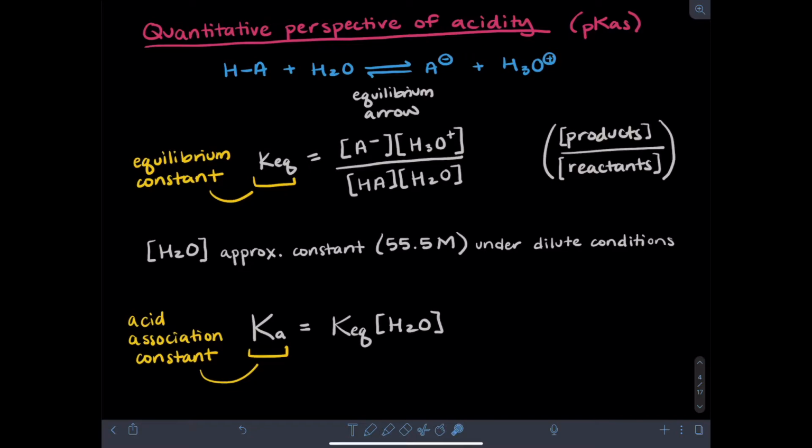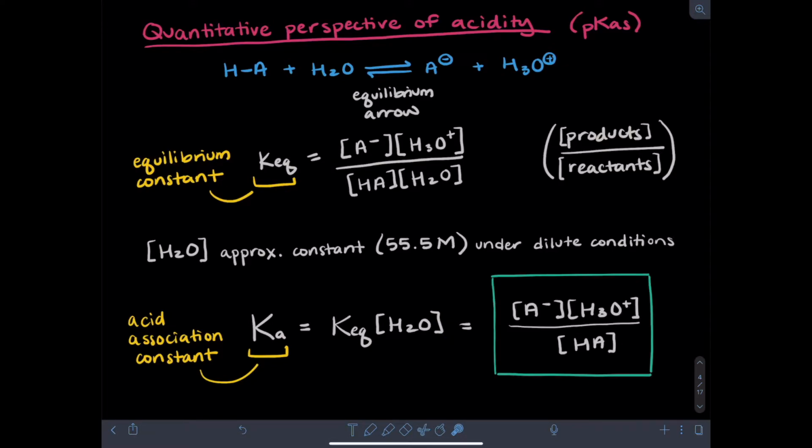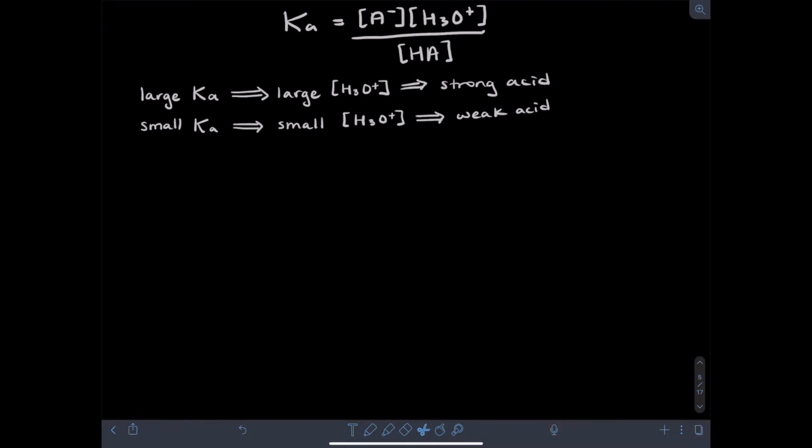Because our Keq has a term of water on the bottom, and we're multiplying by water, these terms cancel. And we're left with Ka being equal to the concentration of our conjugate base, A-, times our concentration of H3O+, divided by our concentration of acid HA. Here I've just rewritten the same Ka expression from the previous page, but I want to dissect it further.